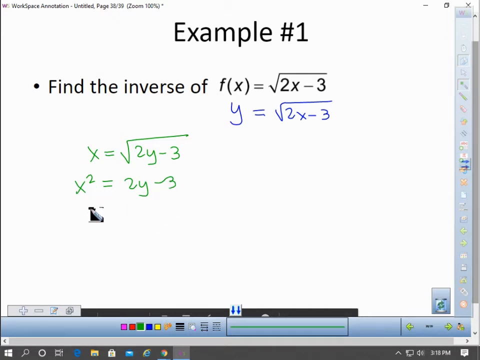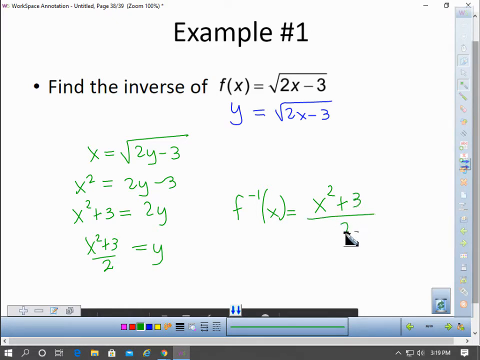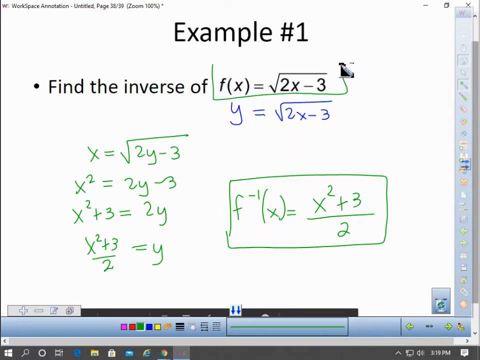So x squared equals 2y minus 3. Then I'm going to add the 3 over. So x squared plus 3 equals 2y. And then divide by 2. So that means x squared plus 3 divided by 2 equals y. So my inverse function is x squared plus 3 divided by 2. This is my answer.